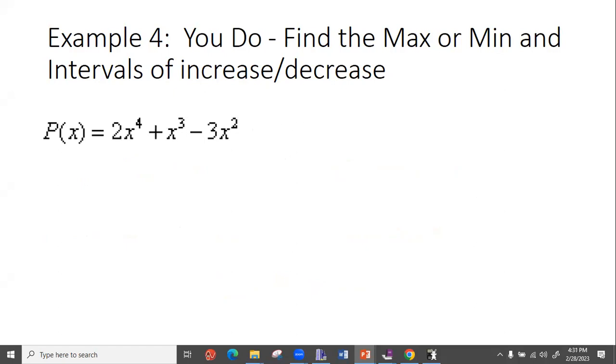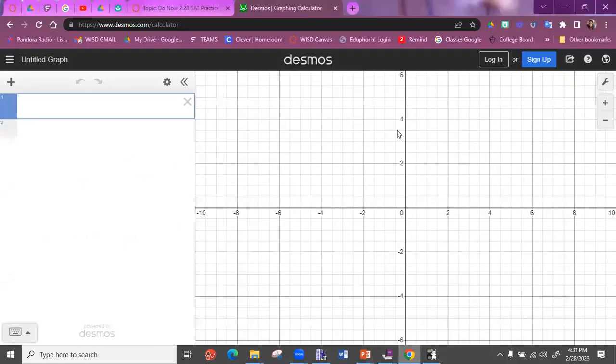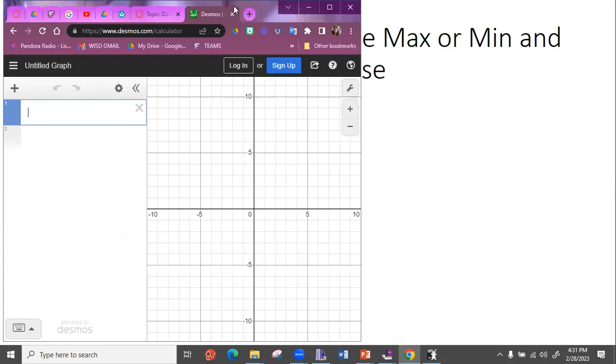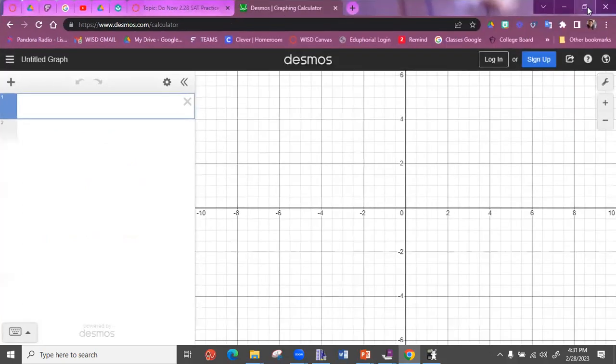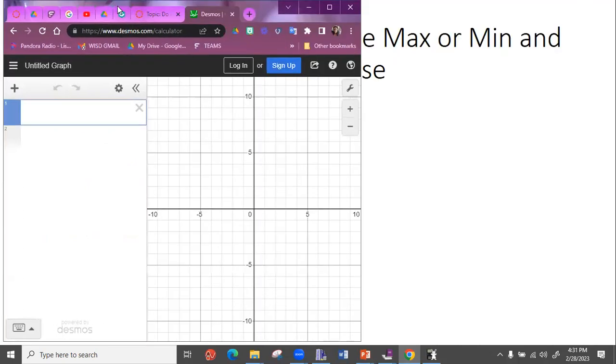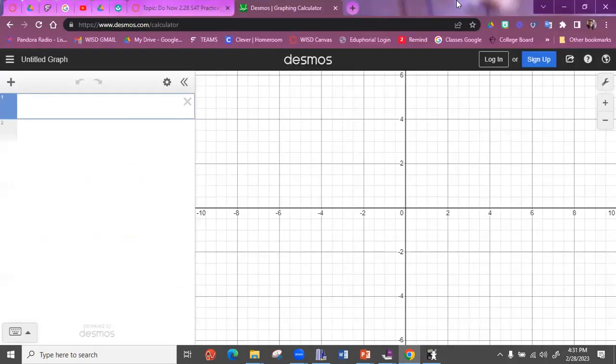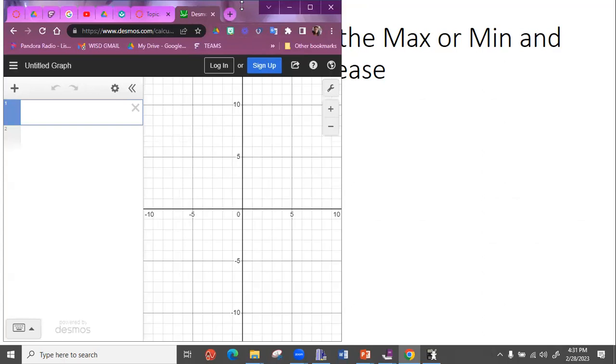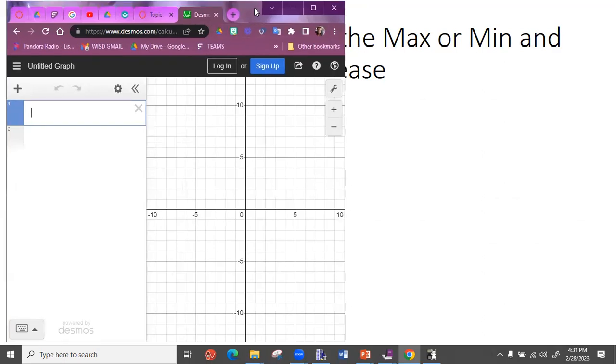So here we have 2x to the 4th plus x cubed minus 3x squared. I'm going to open my DESMOS calculator. I did put the link on your Canvas, so you do have the link on there. On here, I'm going to put in my 2x. I'm trying to make it a little bit smaller.